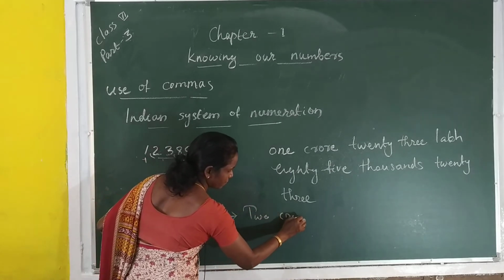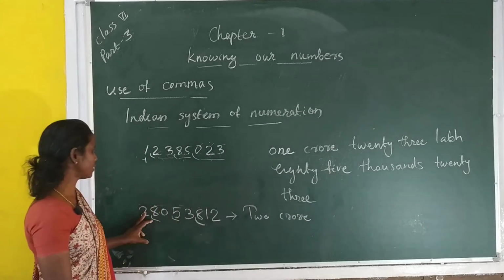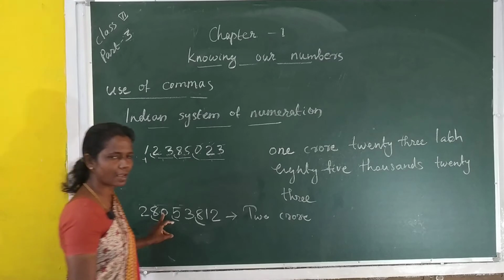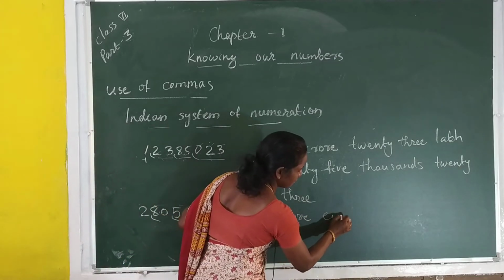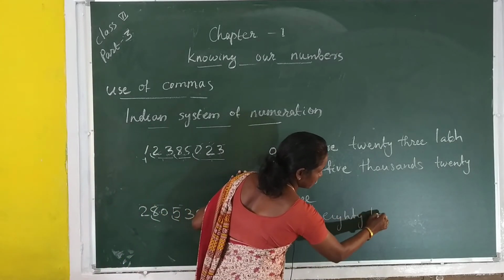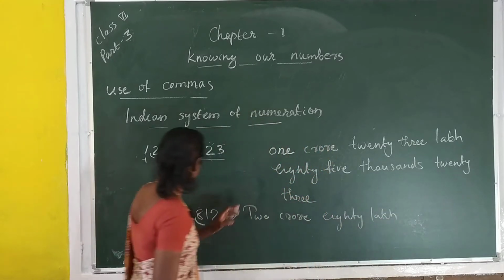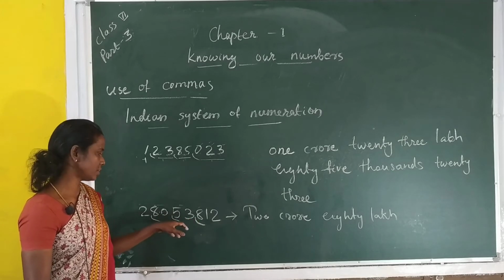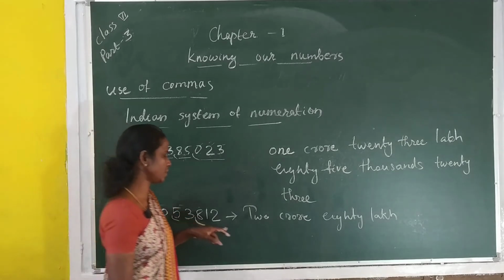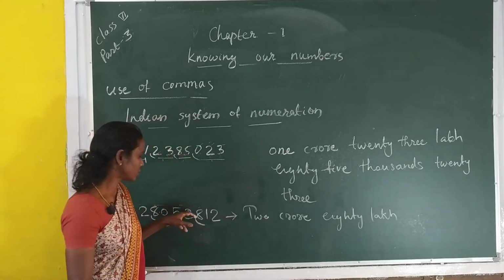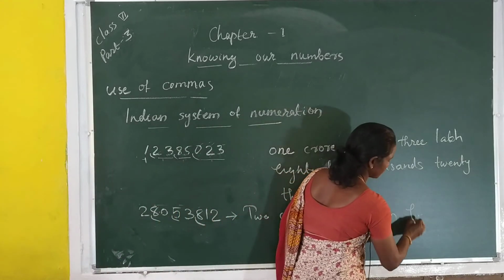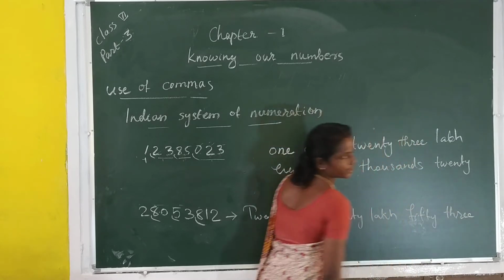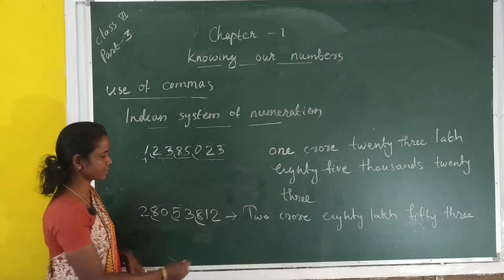2 crore. Then after that the number 80, 80 lakhs. Okay. 80 lakh. Then 5 and 3 we read together as 53. 53, period's name thousand. So write 53,000.